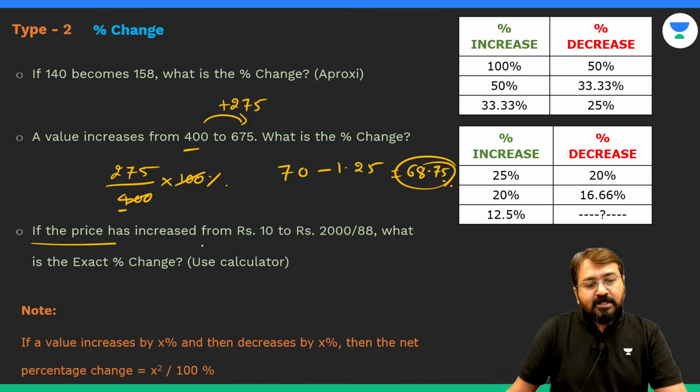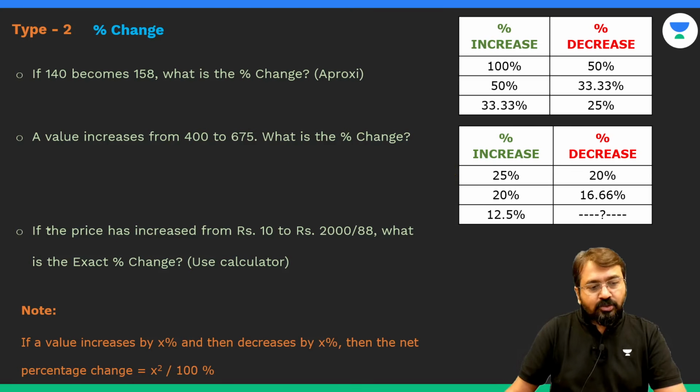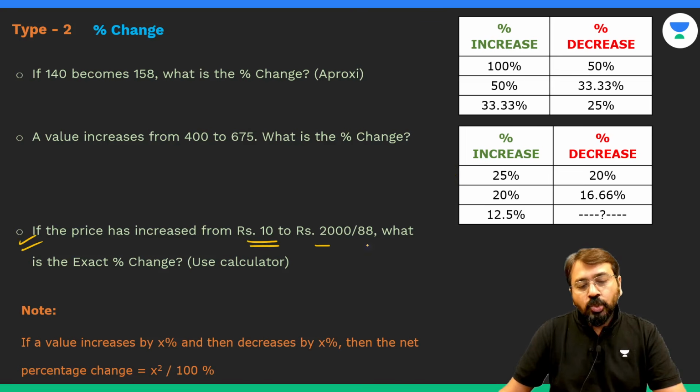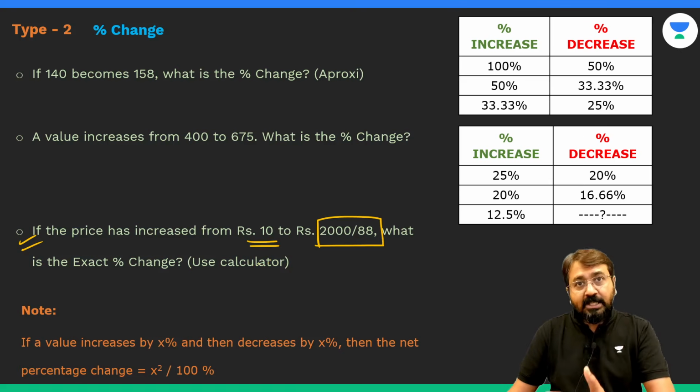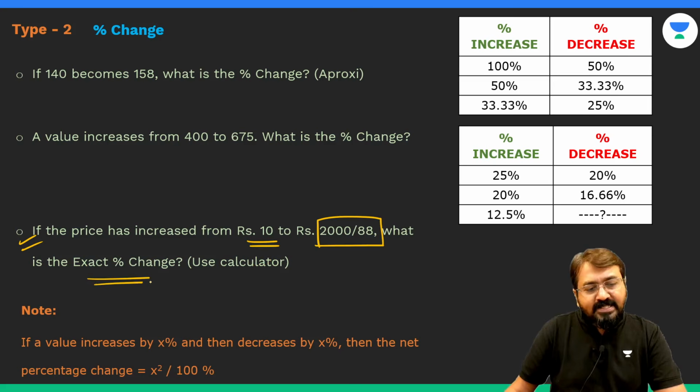Okay, if the percentage has increased, let's take another question. So this is the third question. If the percentage has increased from 10 to 2000 divided by 88. Okay, now this kind of situations will come in the questions that we are going to look at. So what is the exact percentage change?